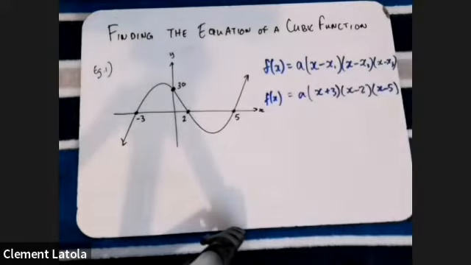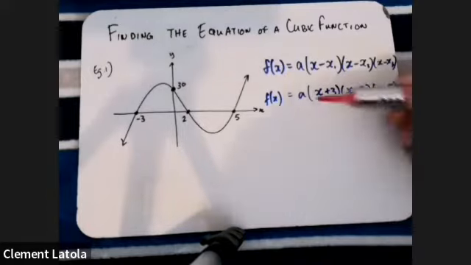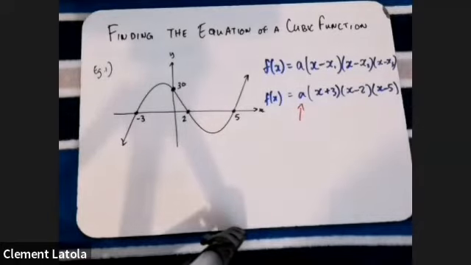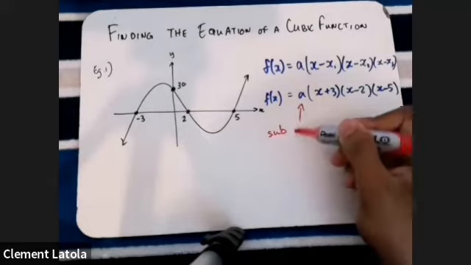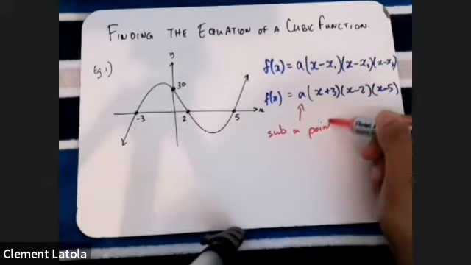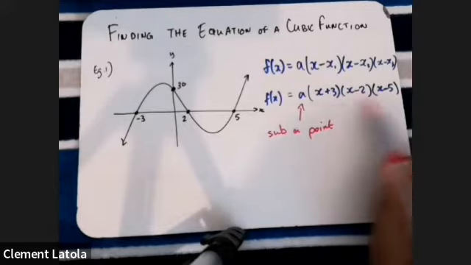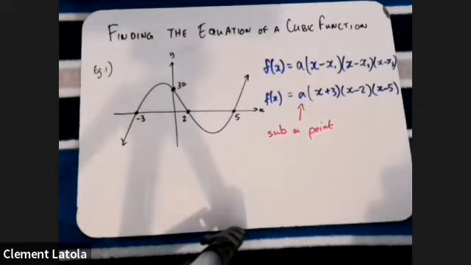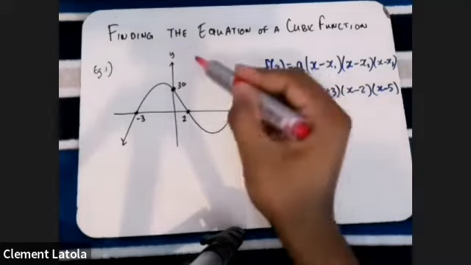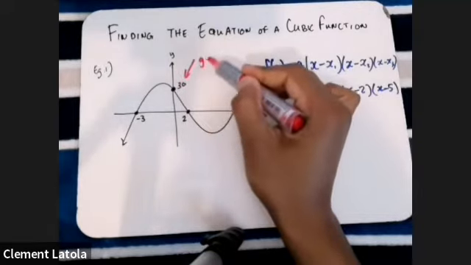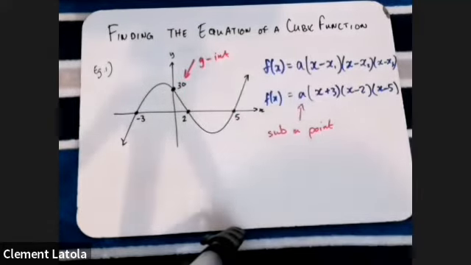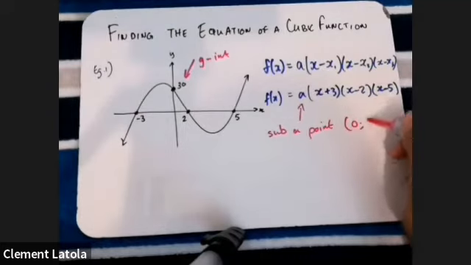Now, my equation is still not yet complete. I still need to figure out what a's value is. To find a's value, I'm going to sub in a point. It could be any point on the graph other than the 3 points that I've just substituted. That point is the y-intercept, and we can see from the y-intercept that the coordinates are 0 and 30.